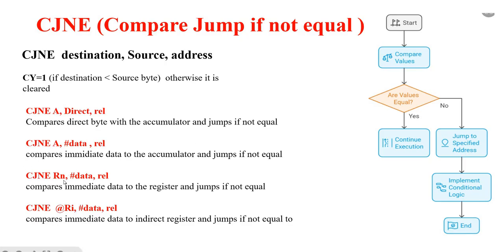Next is CJNE Rn, #data, relative address. So it will compare the immediate data to the value in the register and it jumps if not equal to. Next is CJNE @Ri, #data, relative address. It will compare the immediate data to the indirect register and jumps if not equal to.